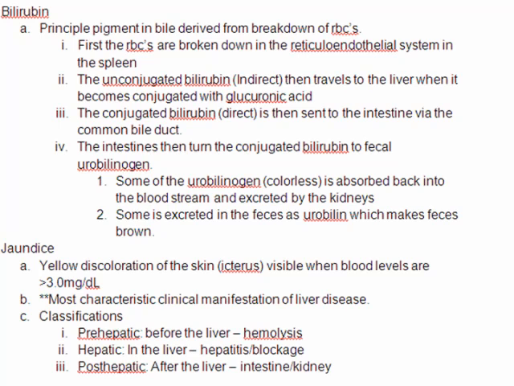But what we're looking at with the bilirubin is that the bilirubin portion is unconjugated, also called indirect, and travels back to the liver where it becomes conjugated with glucuronic acid. From there, that conjugated bilirubin, which is also called direct bilirubin, is then sent to the intestine via the common bile duct. The intestines turn that conjugated bilirubin into urobilinogen. Some of the urobilinogen, which is colorless, is absorbed back into the bloodstream and is then excreted by the kidneys. But some of it is excreted in the feces as urobilin, which makes the feces brown.